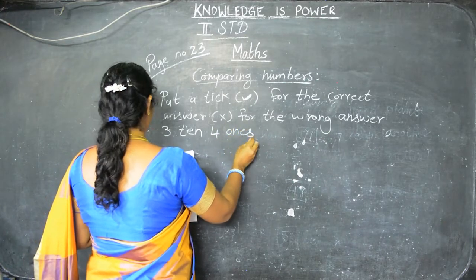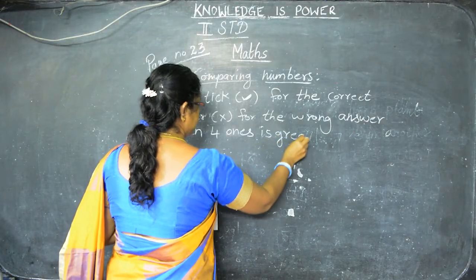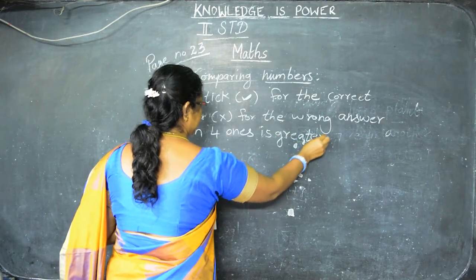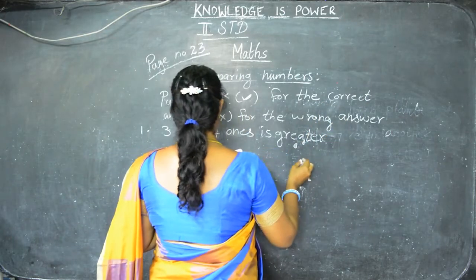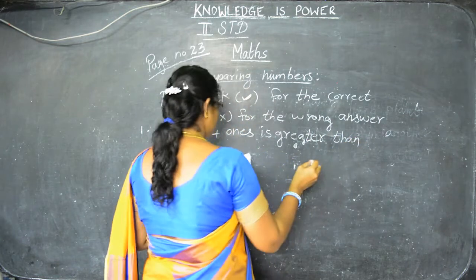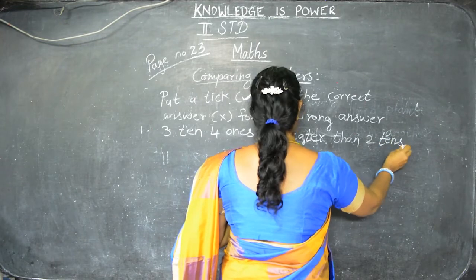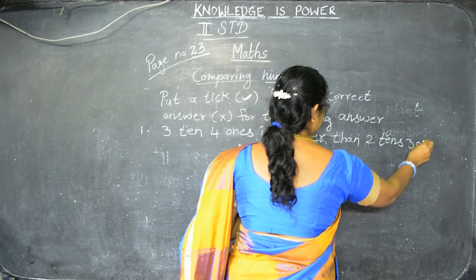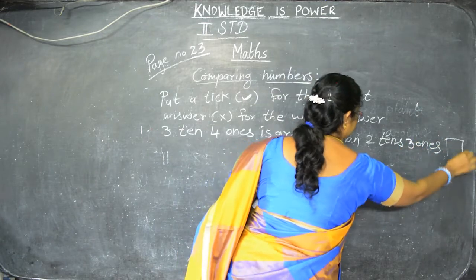3 tens and 4 ones is greater. G-R-E-A-T-E-R, greater. Greater means பெரிய number. Is greater than 2 tens and 3 ones. You should say this one is correct or wrong.